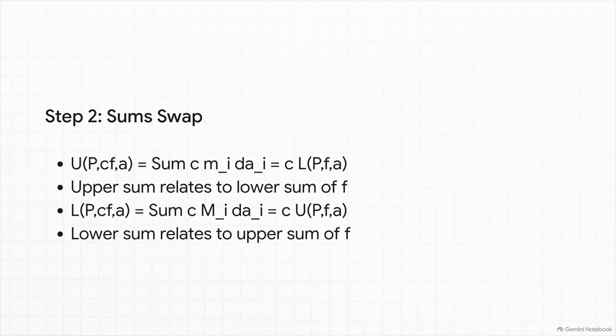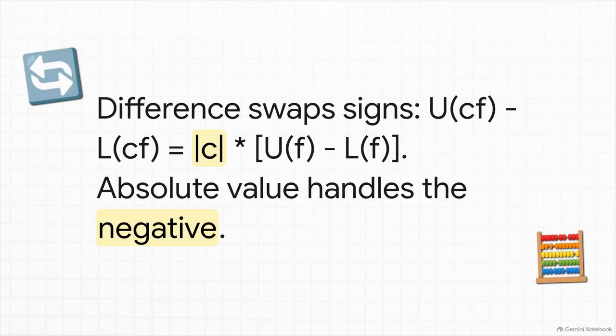Step 2, let's see how this swap messes with our sums. The upper sum UPCF alpha equals the sum of MICF delta alpha, which is the sum of C times MI delta alpha, which evaluates to C times LPF alpha. And the lower sum LPCF alpha becomes the sum of C times MI delta alpha, which evaluates to C times UPF alpha. Because of the negative sign, the upper sum of CF is literally tied to the lower sum of F and vice versa.